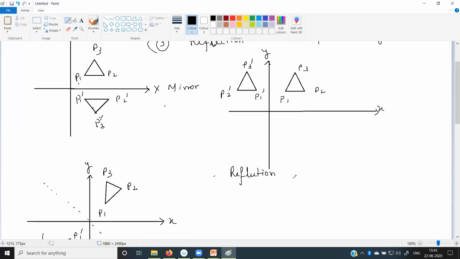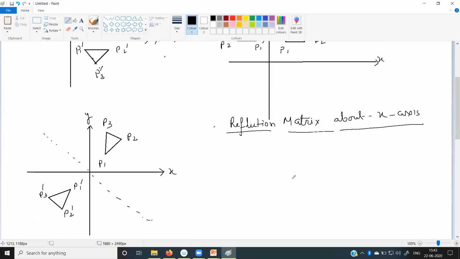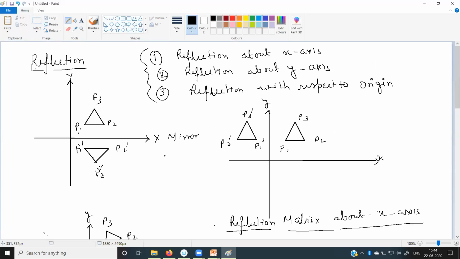This is our reflection matrix about x-axis. So we are deriving the reflection matrix for performing the reflection about x-axis. Let us say Rx is the reflection matrix with respect to x-axis. So what will be our reflection matrix? From the diagram, you can see in this quadrant, all points are plus plus, positive. And in this quadrant, the value of x is positive, but the value of y is negative.